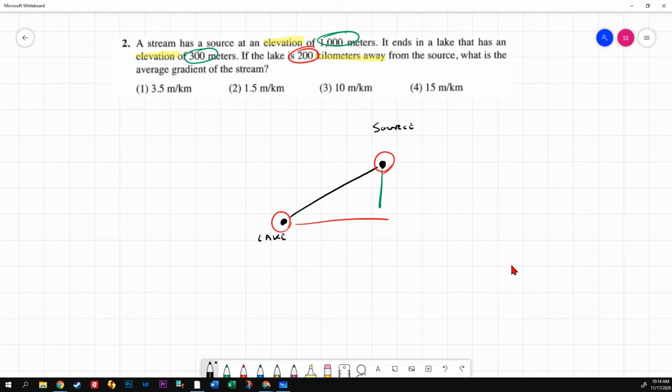So the elevation of the stream source is 1,000 meters. So that's going to be a field value. So 1,000 meters. So this right here is 1,000 meters tall, or 1,000 meters high on a mountain.